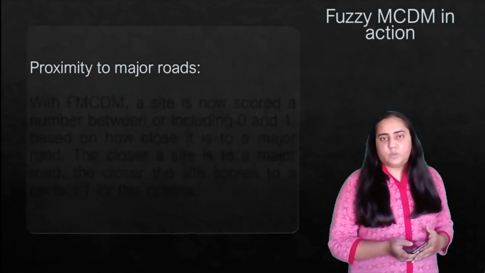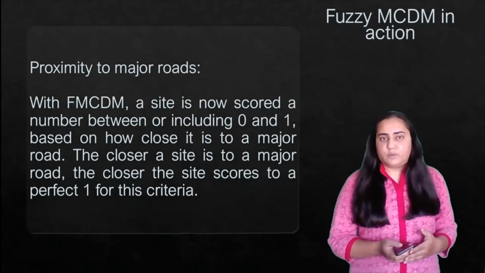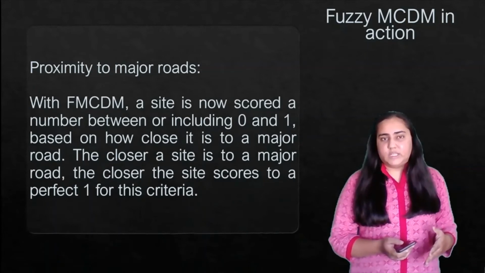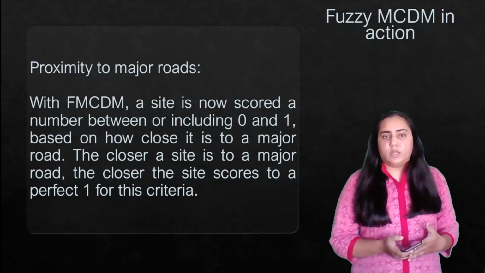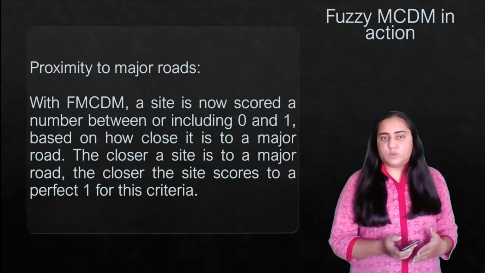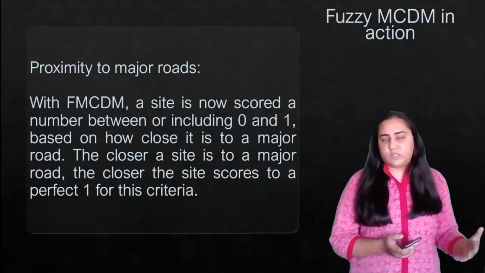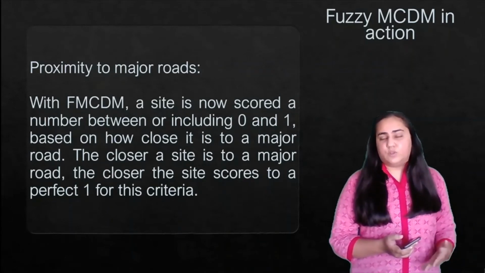So first of all, it was proximity to major roads. Now in FMCDM, a site is scored a number between 0 and 1, including 0 and 1, based on how close it is to a major road. The closer the site is to a major road, the closer the score gets to a perfect 1 for this criterion.